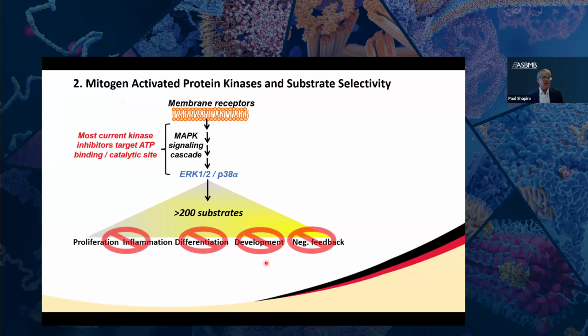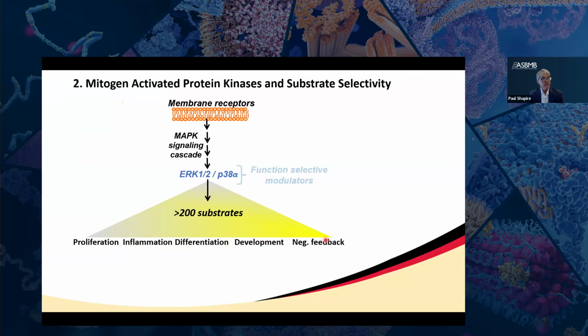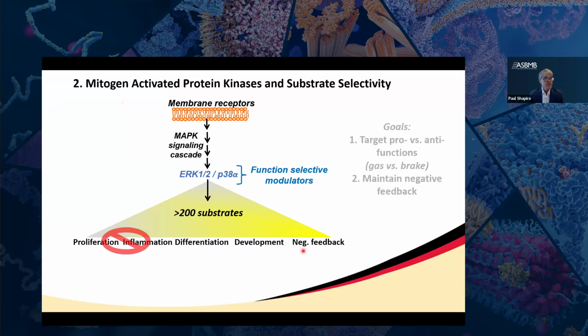So most of the current kinase inhibitors target the ATP binding site and shut off basically all of these functions. Our idea, in contrast, is to modulate these functions in a way that only blocks things that we want to block and preserves things that we don't want to block. So basically, the goal is to target functions that promote proliferation, promote inflammation. You can refer to that as the gas versus the brake, or anti-functions like negative feedback.